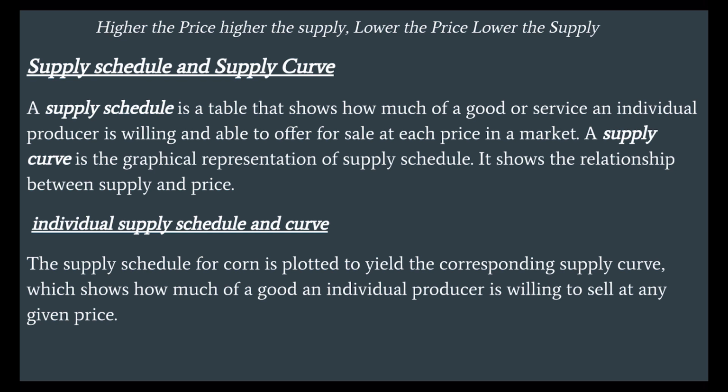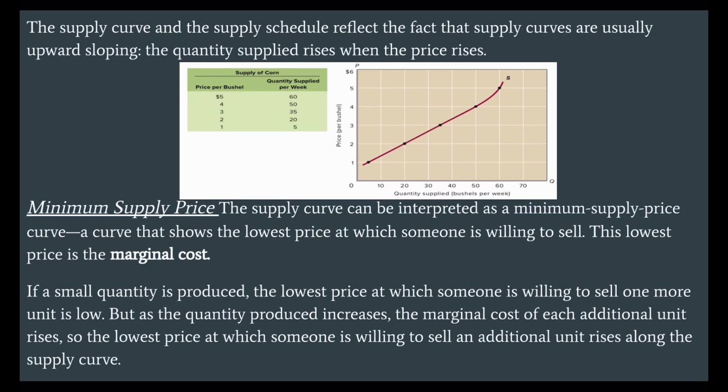Individual supply schedule and curve. The supply schedule for corn is plotted to yield the corresponding supply curve, which shows how much of a good an individual producer is willing to sell at any given price. The supply curve and the supply schedule reflect the fact that supply curves are usually upward sloping, and quantity supplied rises when the price rises.